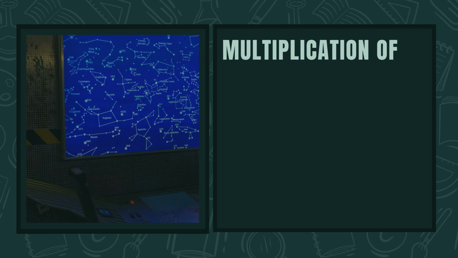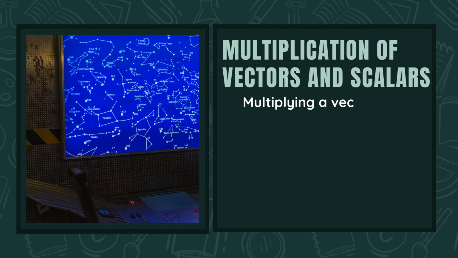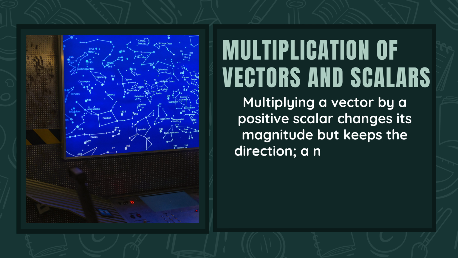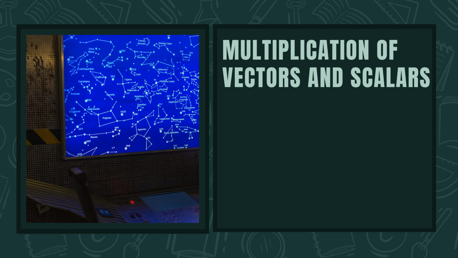Let's now look at the multiplication of vectors and scalars. Multiplying a vector by a positive scalar changes its magnitude, but keeps the direction. A negative scalar also reverses the direction. Division by a scalar is the inverse of multiplication.